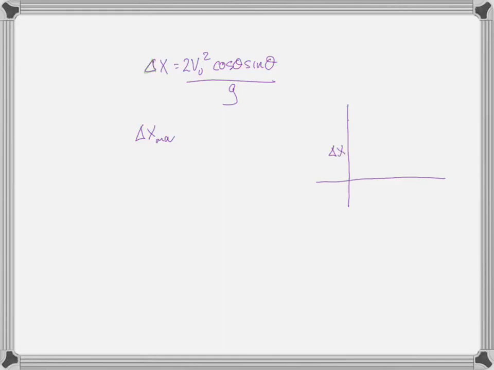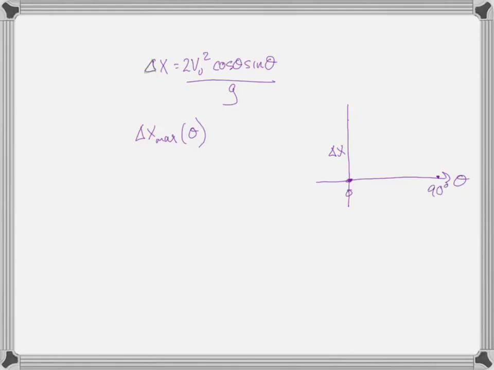If I want to know what delta x as a function of theta looks like, because I want to maximize it for an angle theta. We said that for theta equals 0, it's not going to go anywhere. And for theta equals 90 degrees, it's not going to go anywhere. So this is 0 and this is 90 degrees.